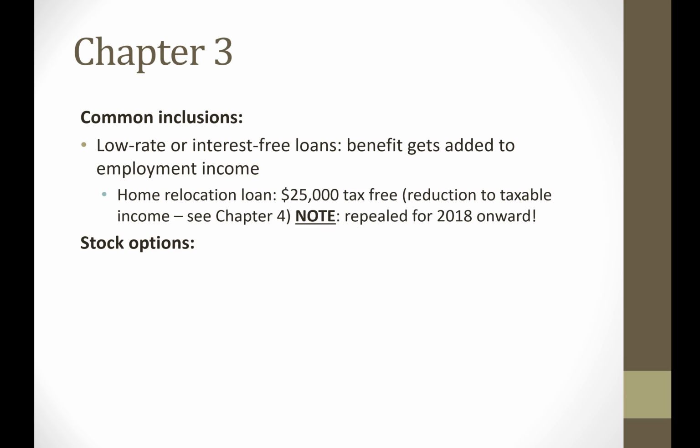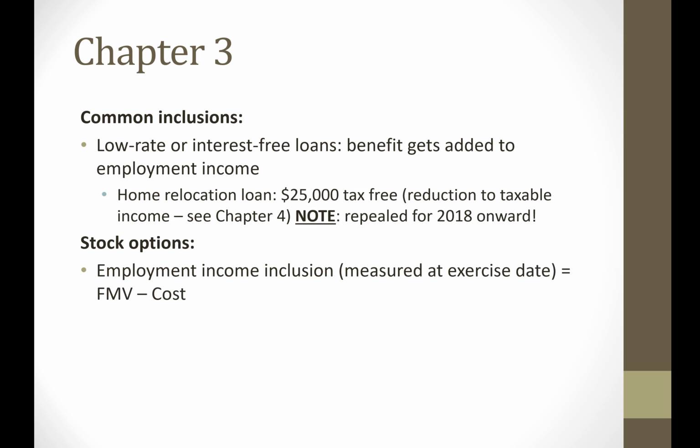Moving on, we talked about stock options. Stock options are basically a way that an employer could reward maybe certain senior executives and give them the option to buy stock in the company. Now, if the employee exercises the stock option, they need to measure their employment income inclusion. This would get added to their employment income. And this is measured only if they exercise the stock option.